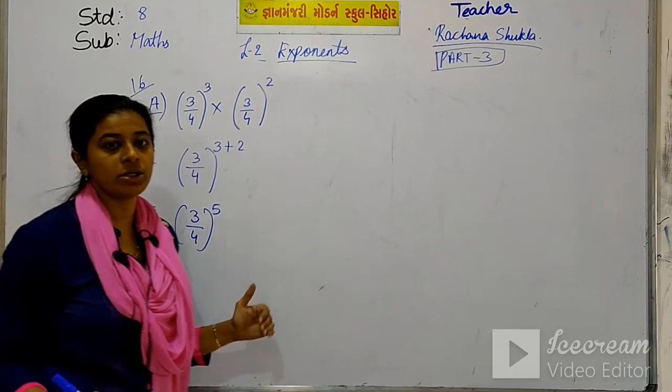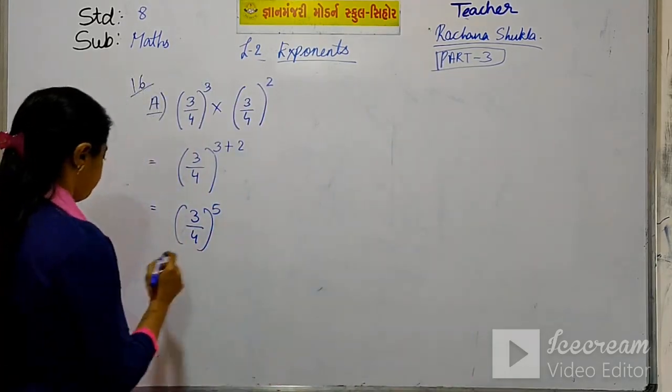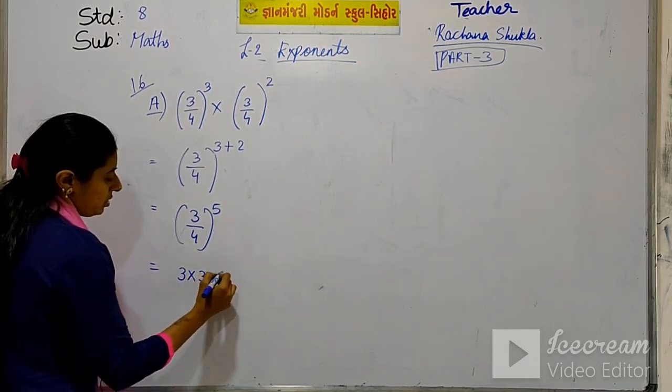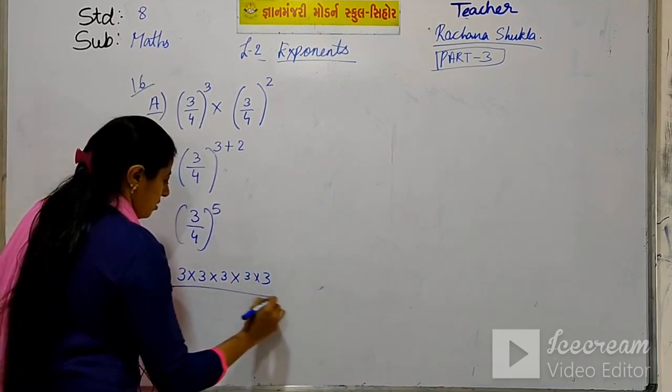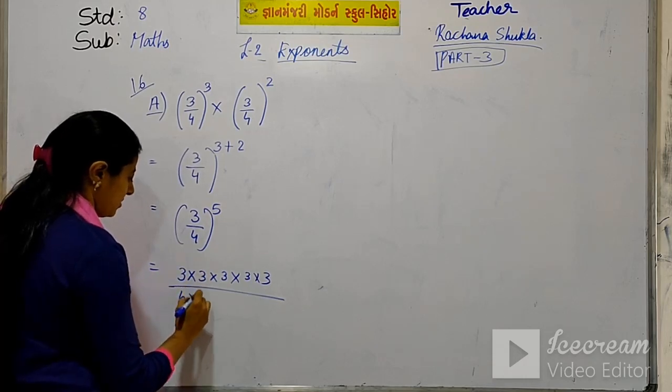But your sum is not completed here. Now you will evaluate your sum. Means 3 into 3 into 3 into 3 into 3, 5 times: 1, 2, 3, 4, 5, and 4 also 5 times.